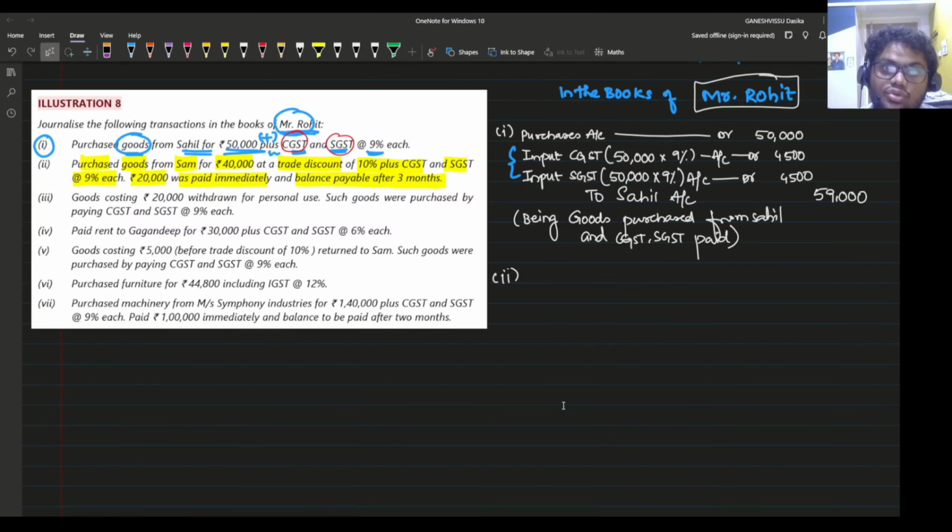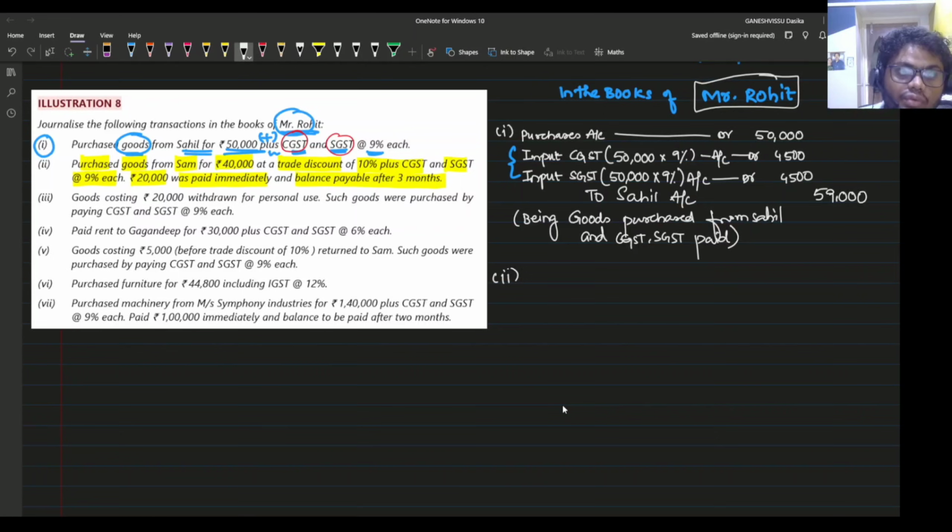But the discount is not shown in the books of accounts. If that discount is shown, then it will be recorded as cash discount, right? As this is a trade discount, we are not going to write a separate entry related to trade discount. We are not going to mention that in the books of accounts. But we might show it as a narration.